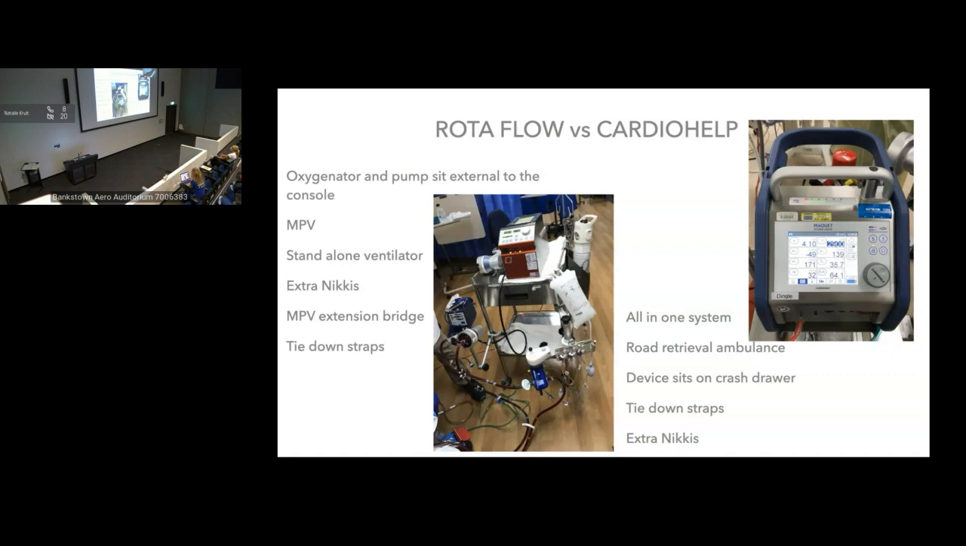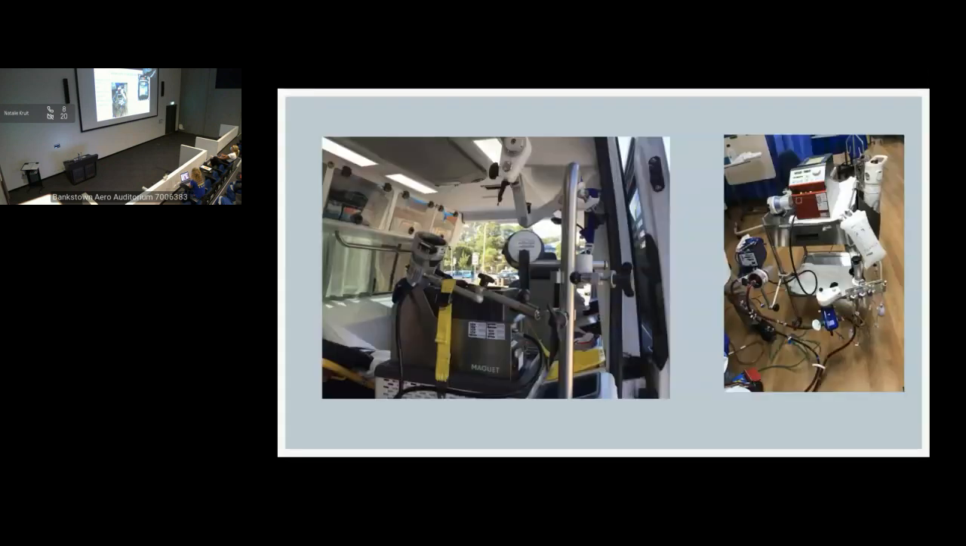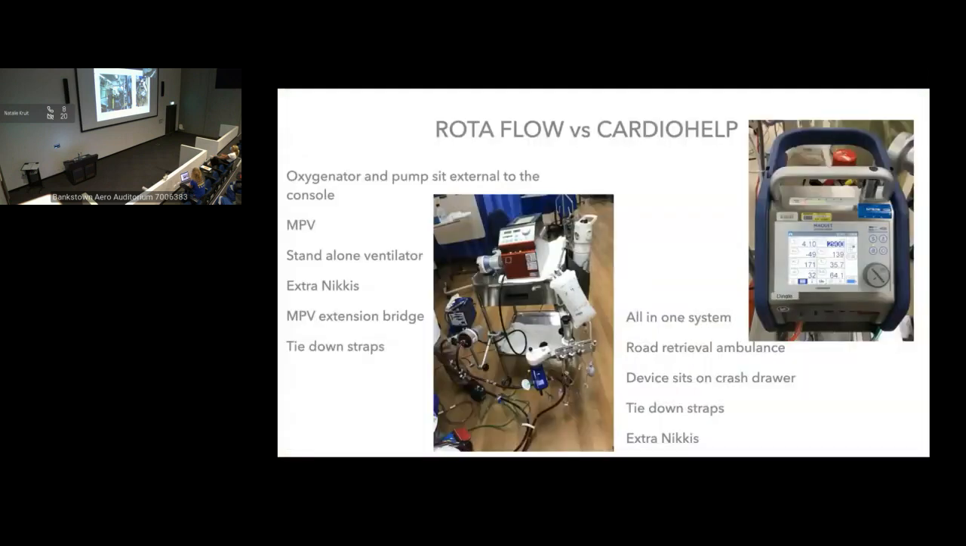Normally we're using an MPV with an extension bridge to transport these patients, but you can use the retrieval ambulance, which you can see on the screen, and put the pump and the oxygenator on that bar that sits across the crash drawer. If you're taking the MPV, you're going to need a standalone ventilator, extra NICKIES. Remember that MPV extension bridge that I think you pick up from Mascot, and the tie-down straps. If you're taking the CardioHelp, it's easy. It's an all-in-one system. You use the road retrieval ambulance. You just pick it up and you sit it on the crash drawer, and you just need to remember the tie-down straps and some extra NICKIES.